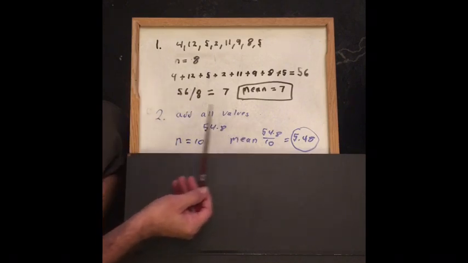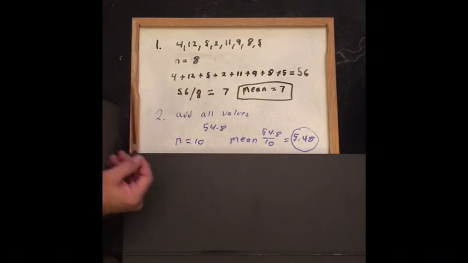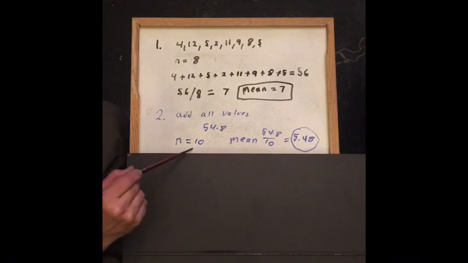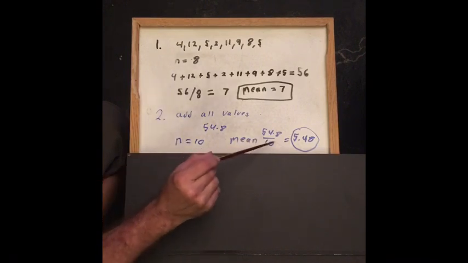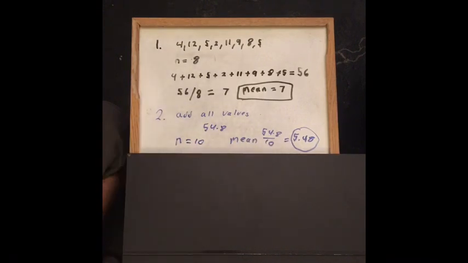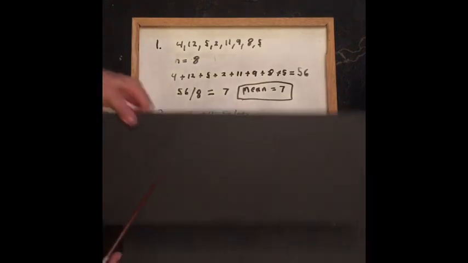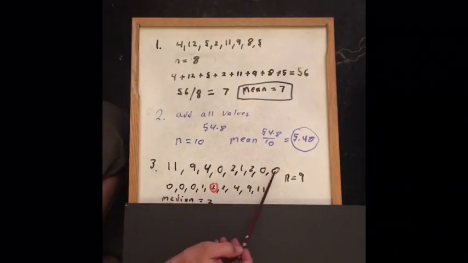For number 2, just add them all up. You'll get 54.8. There are 10 data units, so I just went ahead and divided by 10 to get 5.48 there. For number 3, here we have the data points.